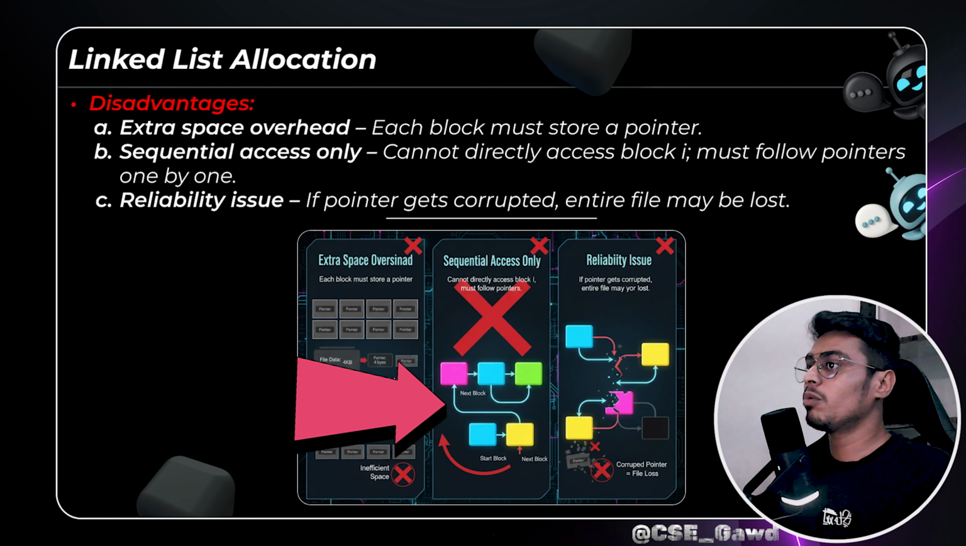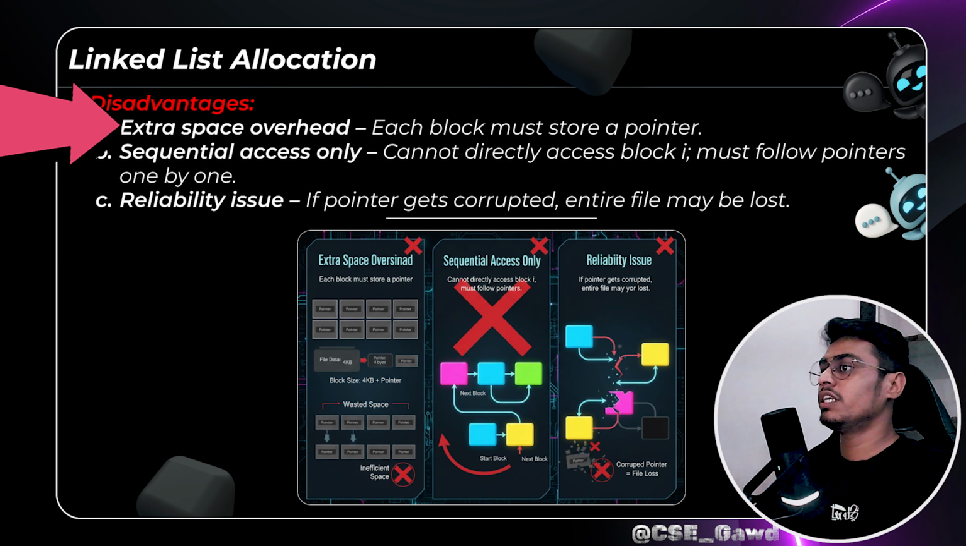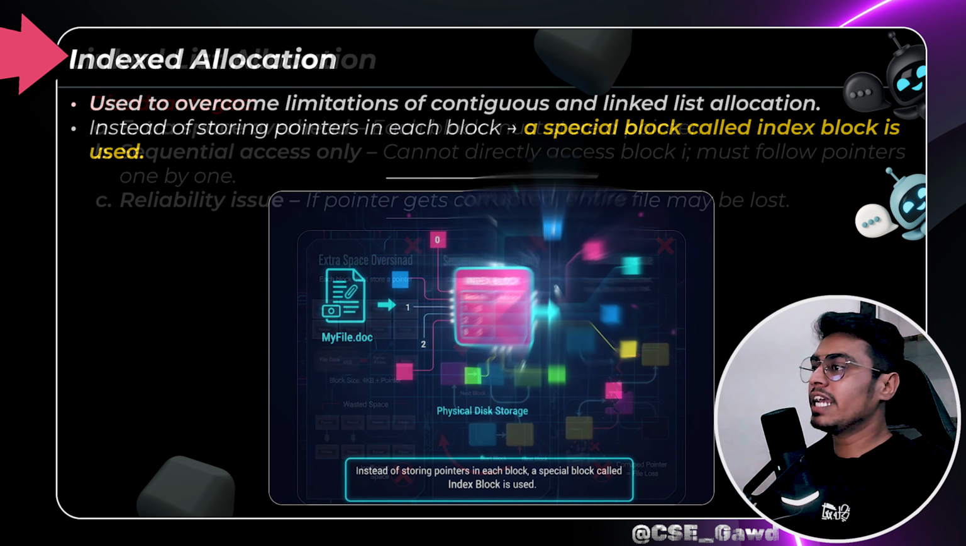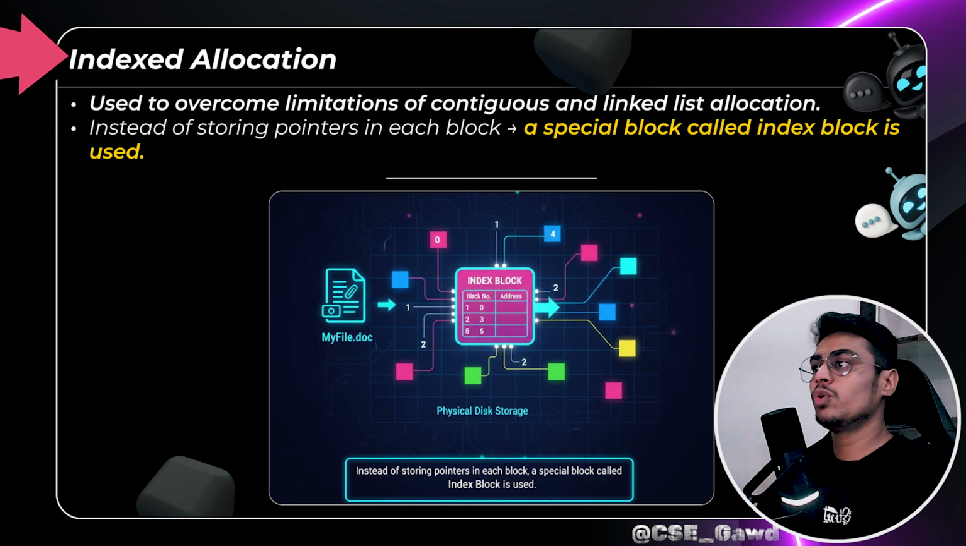Random access: if we talk about random access, you have to go through the whole file. The other disadvantage is the overhead of pointers; pointer overhead will be high. Next we have indexed allocation. So, moving forward to indexed allocation.